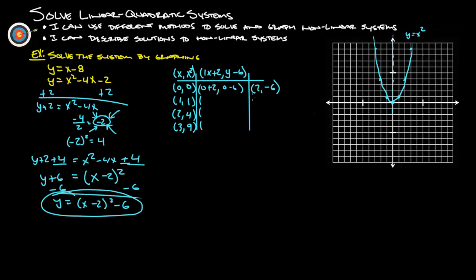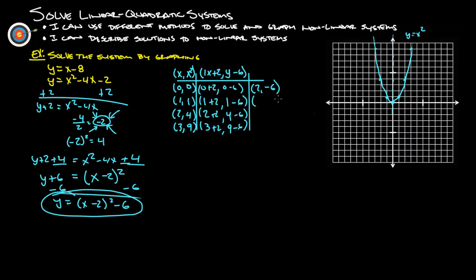And we can do the same for all of these things here, right? So we're just going to take all the x's and add 2 to it. So we got 1, 2, and 3 for the x's, and then we're going to have 1, 4, and 9 for the y's. Then we're going to add 2 to all these x's, and we're going to subtract 6 from all the y's, right?